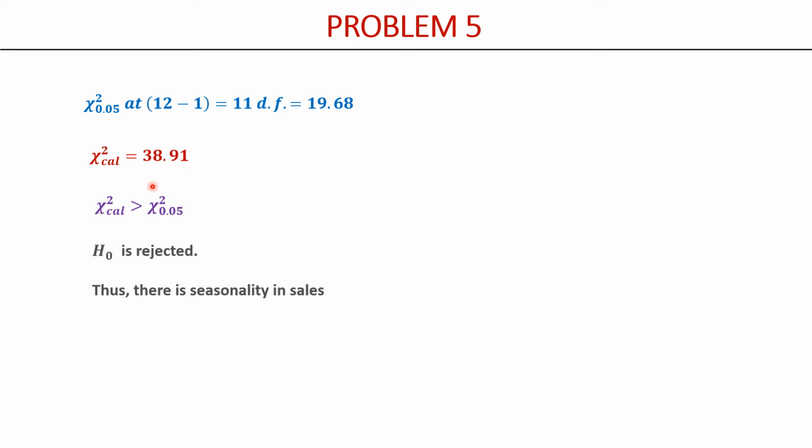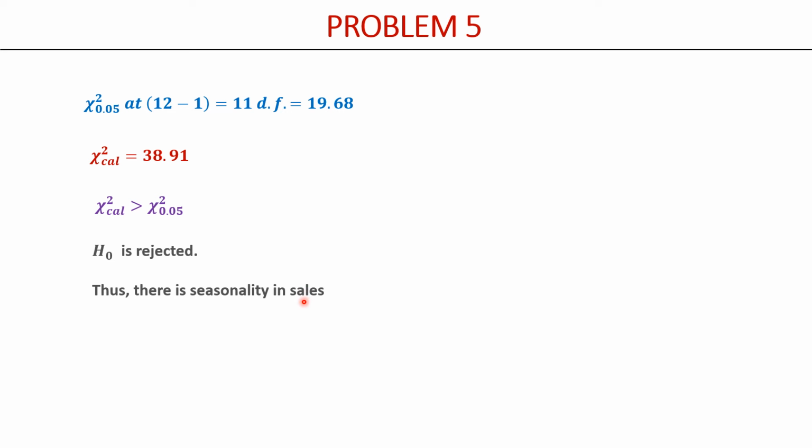So the calculated value is greater than the table value, so we are rejecting H naught. That will mean that H1 is accepted. So our conclusion is there is seasonality in sales. Based on the given data, this is the conclusion that we make. So this is our first application of the chi-square distribution, called the chi-square test for goodness of fit.